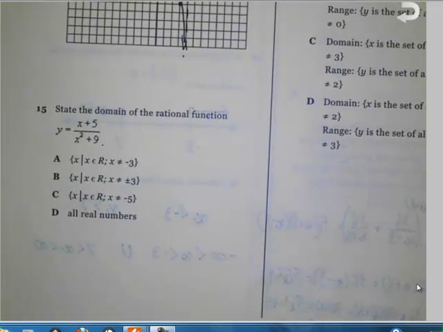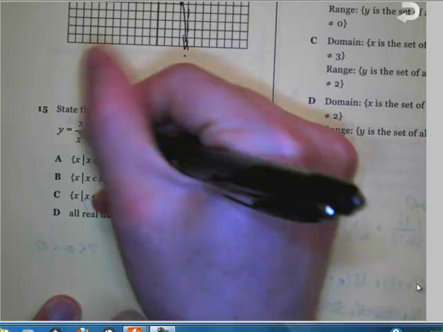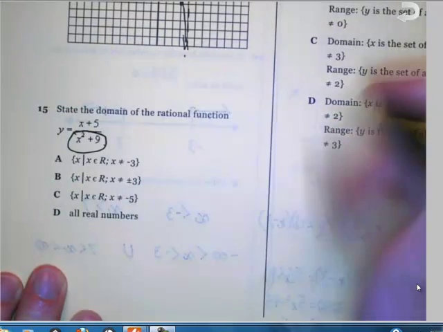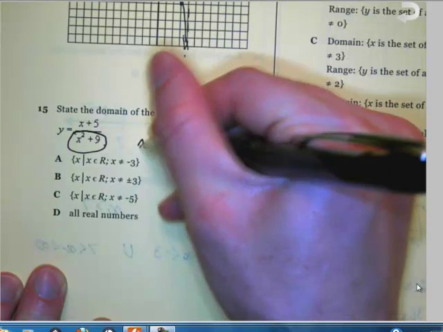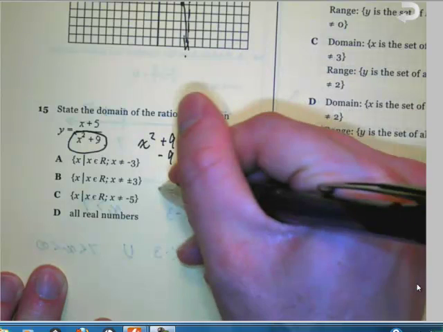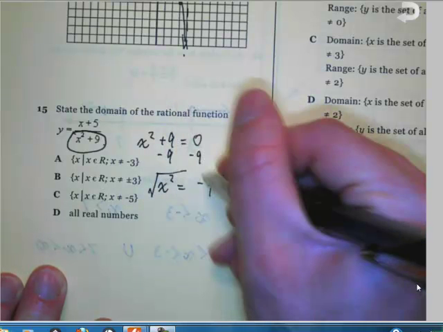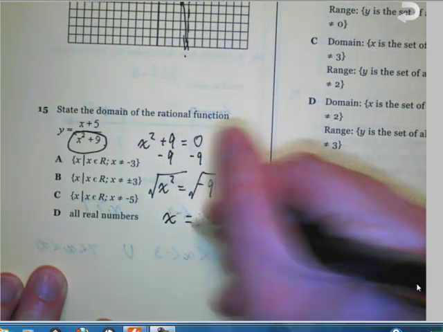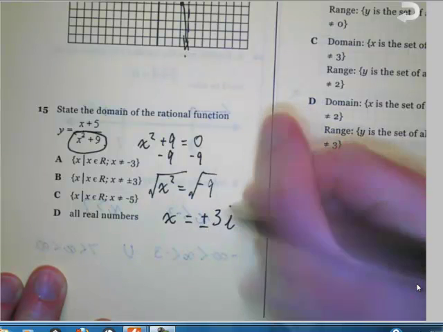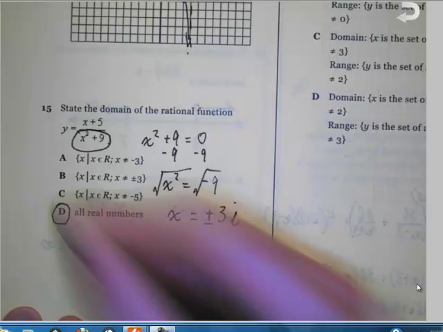Okay, let's take a look at 15. 15 was remarkably interesting, evil, and simple. You're looking for the domain. To find your domain, you take a look at your denominator. Well, in your denominator, you have to find where x squared plus 9 is equal to 0. If you subtract 9 from both sides, you find that x squared is equal to negative 9. And if you try to take the square root of both sides, you find that x is equal to plus or minus 3i, which tells you that the only restrictions on the domain are not in the real set, and rather that it's all real numbers.